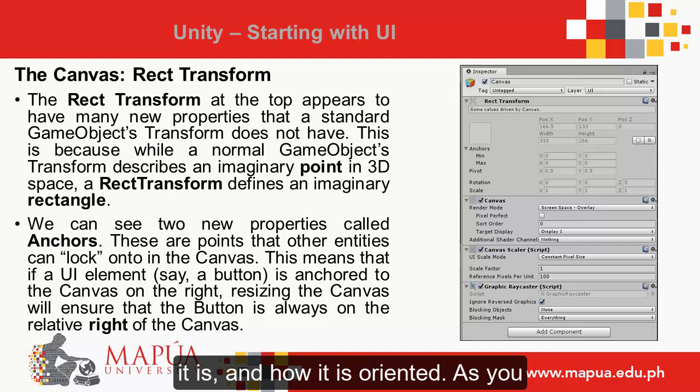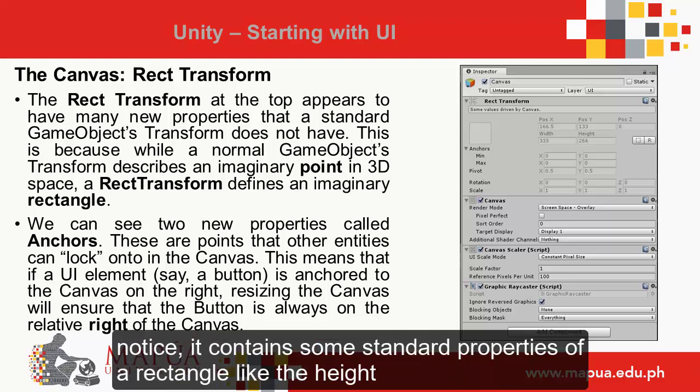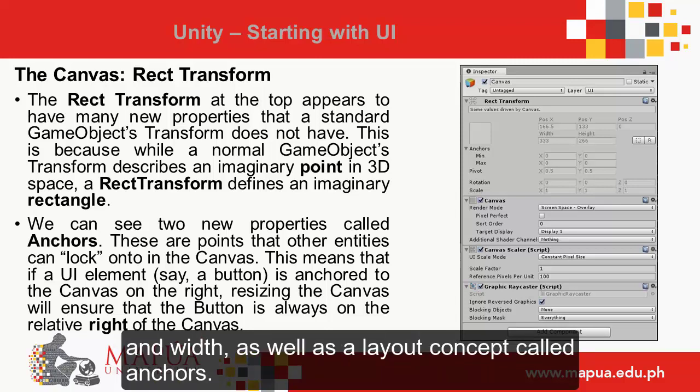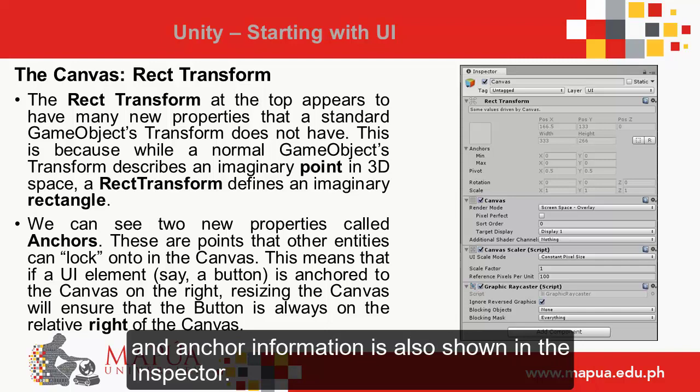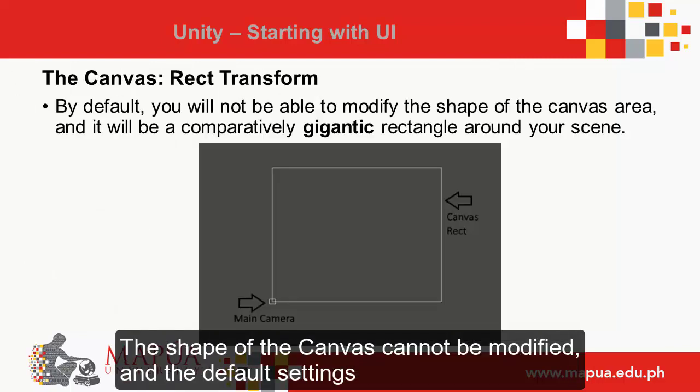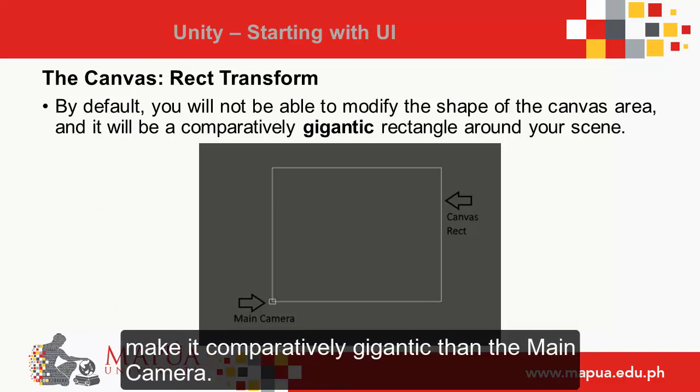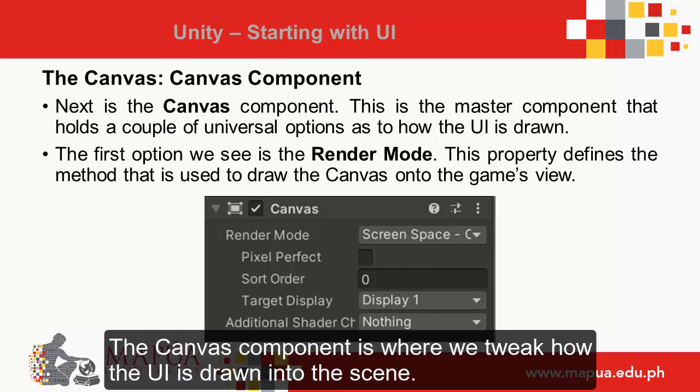This means we need additional properties for defining exactly where the rectangle is, how big it is, and how it is oriented. As you notice, it contains some standard properties of a rectangle like the height and width, as well as a layout concept called anchors. These are shown as 4 small triangular handles in the scene view, and anchor information is also shown in the inspector. The shape of the canvas cannot be modified, and the default settings make it comparatively gigantic compared to the main camera. The canvas component is where we tweak how the UI is drawn into the scene.